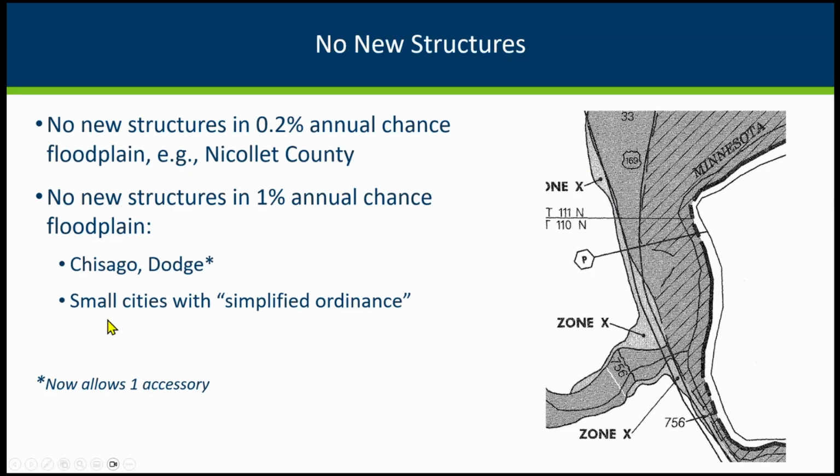But many of our small cities, if they don't have development in or near their current mapped areas, we've encouraged them to do what we call a simplified ordinance, which basically says no new buildings in the floodplain. And then if they did in the future have development pressure in their floodplain, we could always look at the full ordinance and allowing development in those areas where it's allowed in the floodplain. But in the meantime, they're having that extra level of protection with a simpler ordinance.